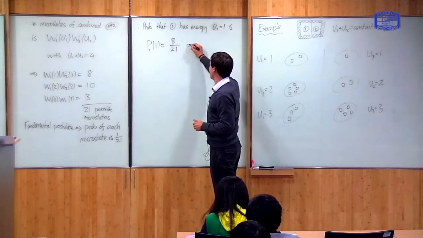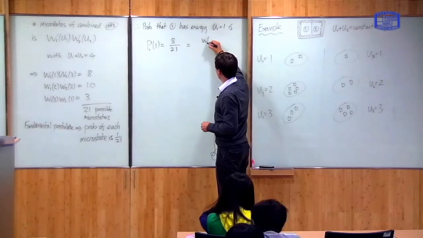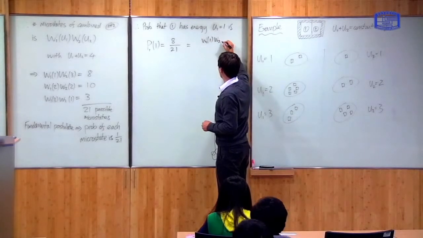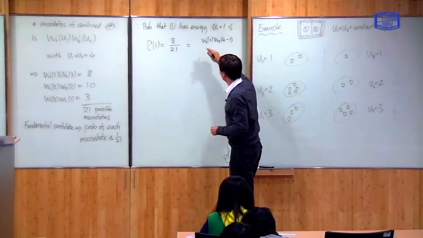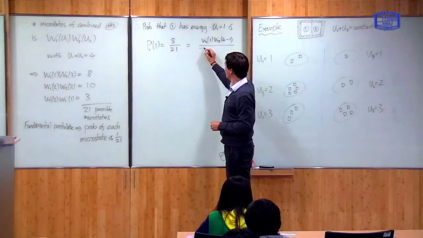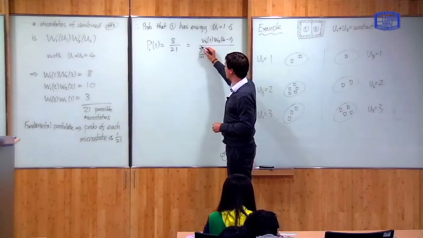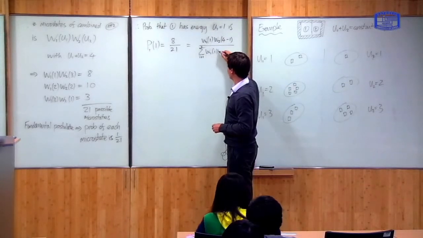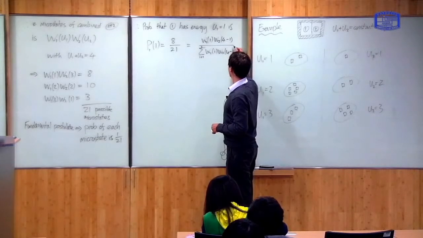Okay? And if I write this down as a formula, this is W1 of 1 times W2 of 4 minus 1, which is 4 being total energy, divided by the sum over possible values of energy, I equals 1 to 3, of W1 of I times W2 of 4 minus I.